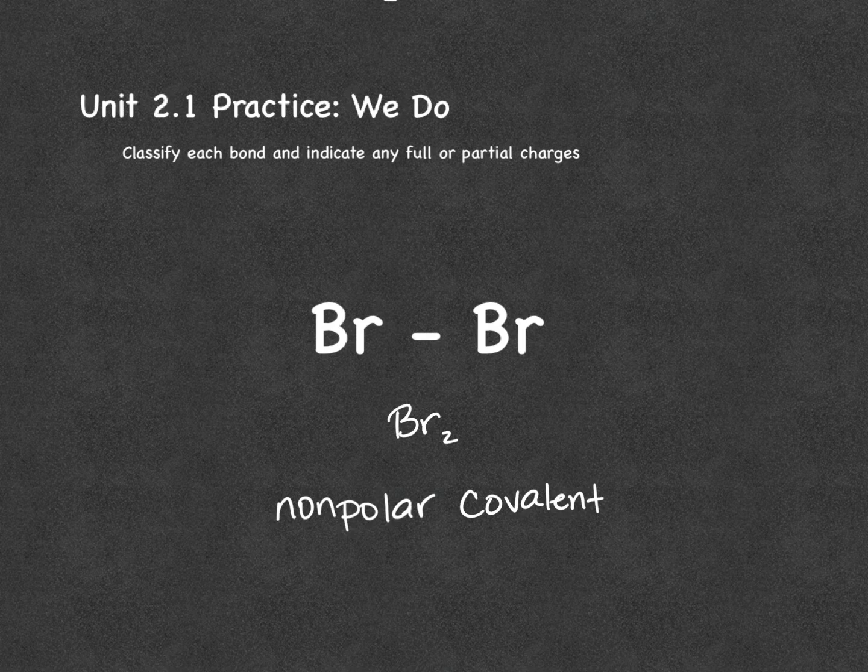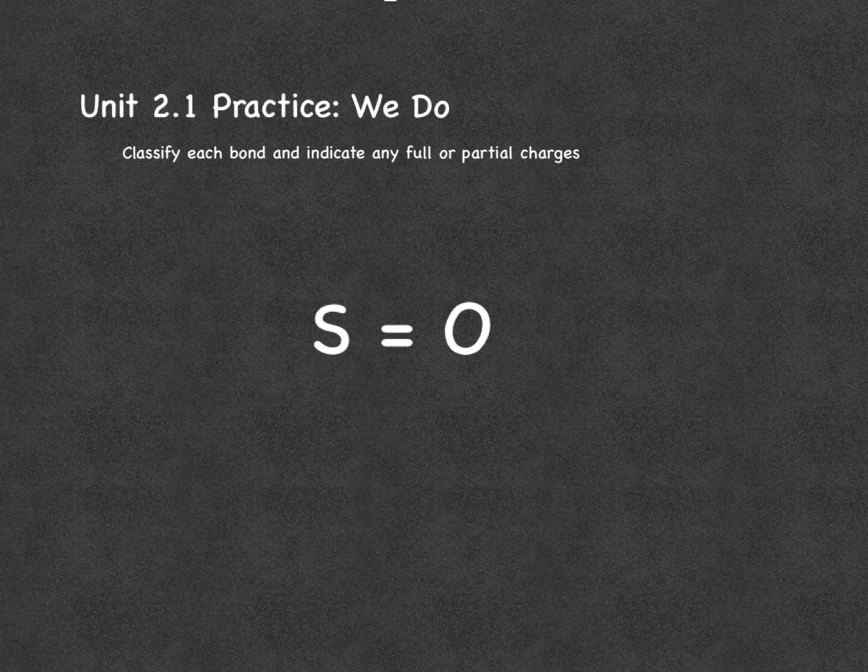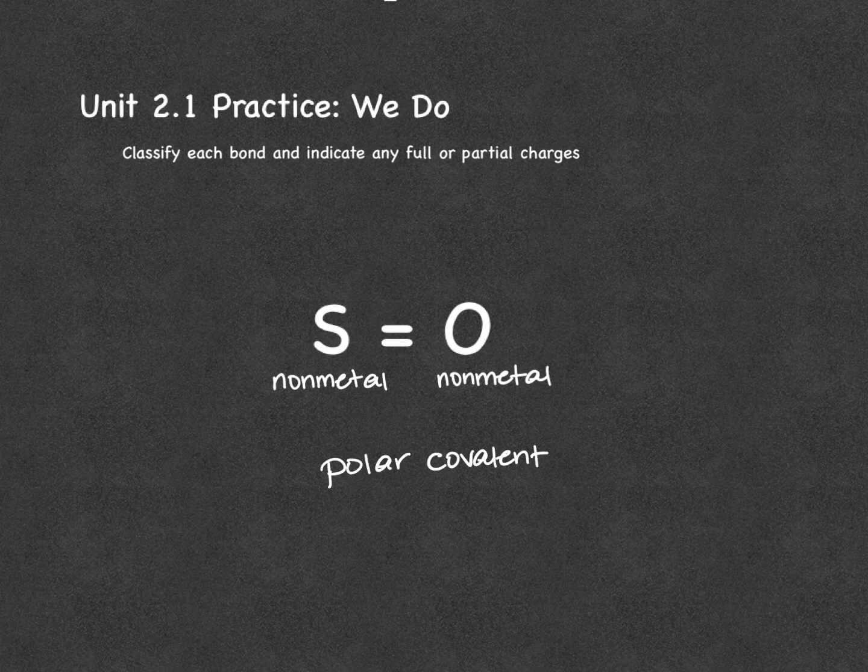And finally, I have sulfur double bonded to oxygen. The fact that this is a double bond won't influence the type of bond that we have. It's just an additional categorization that we can make. Because I have two nonmetals, both of these bonds are still going to be covalent bonds. So now I have to determine whether those bonds are polar covalent or nonpolar covalent. And since sulfur and oxygen have different electronegativities, it's going to be a polar covalent bond.